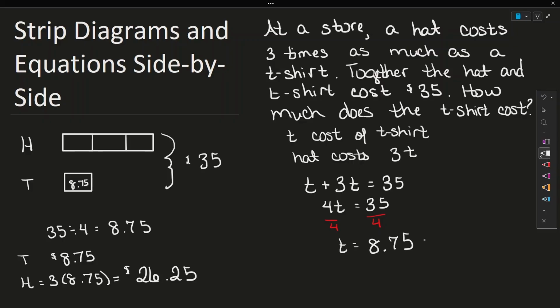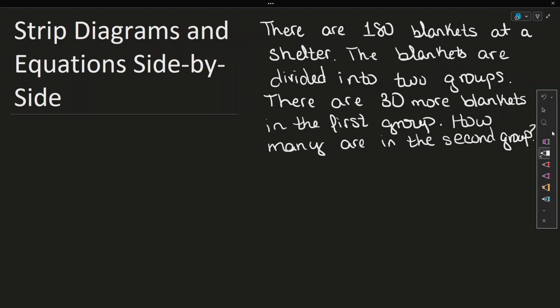The 4 equal rectangles in the strip diagram are represented by the 4T in the equation. Now let's solve another problem. There are 180 blankets at a shelter. The blankets are divided into 2 groups. There are 30 more blankets in the first group. How many are in the second group?